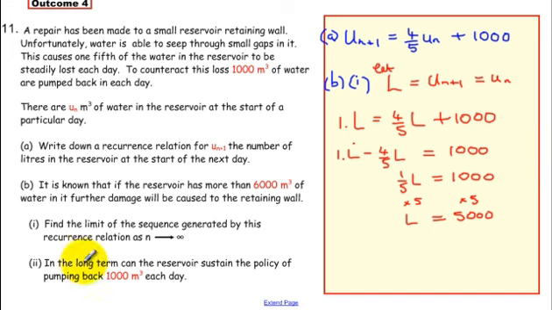Now for part 2, it says in the long term, can the reservoir sustain the policy of pumping back 1,000 metre cubes each day? We're told that as long as there's no more than 6,000 metre cubes, no further damage will be caused to the retaining wall. Now, since this limit is less than 6,000, then we can say that in the long term, there will be no further damage.